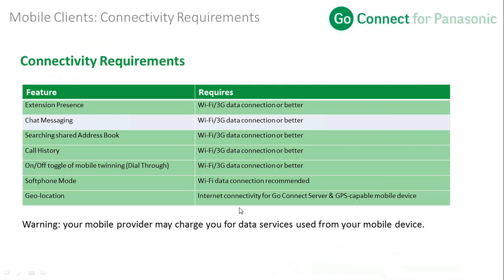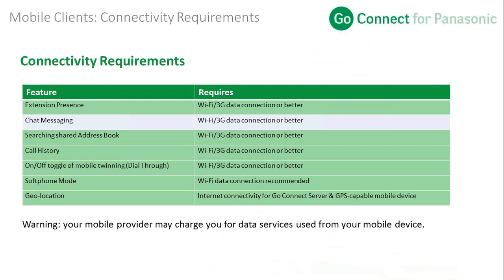Okay, so connectivity requirements, as you can see from this checklist here, most of the time we can get away with simply a 3G connection to allow you to do searching the address book, looking at call history, using the chat function, that kind of thing. But if you want to use the soft phone mode, then you would probably recommend using Wi-Fi to get that to work properly, because soft phone over a 3G connection is not going to be very good at all. Any degradation on performance of the 3G connection is going to have a detrimental effect on the ability to use the soft phone on your mobile handset.